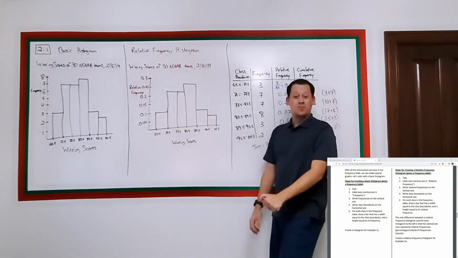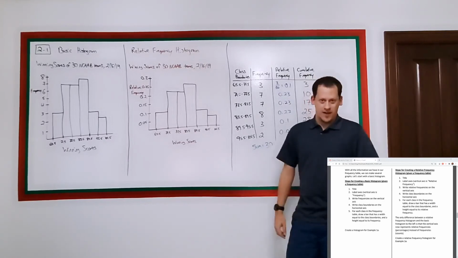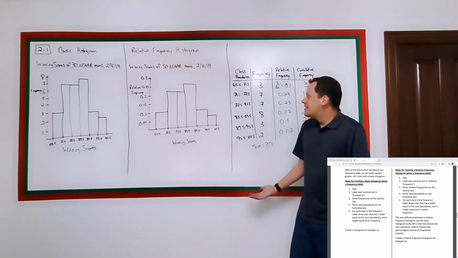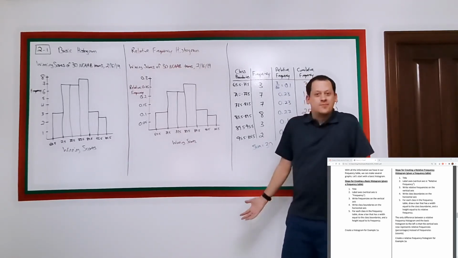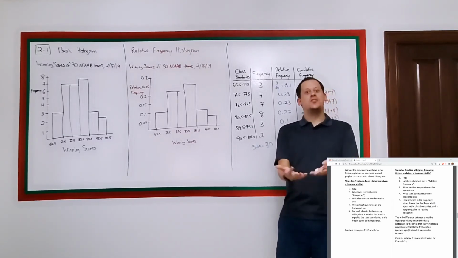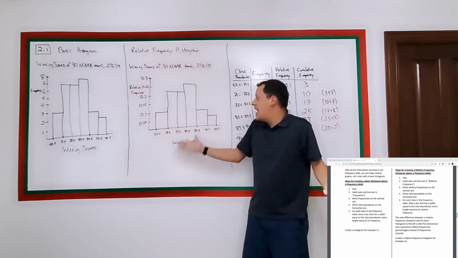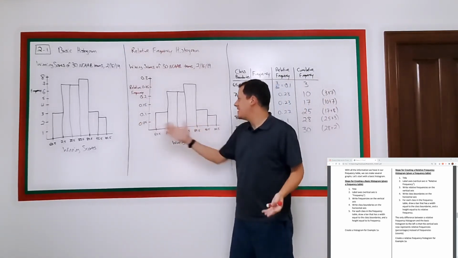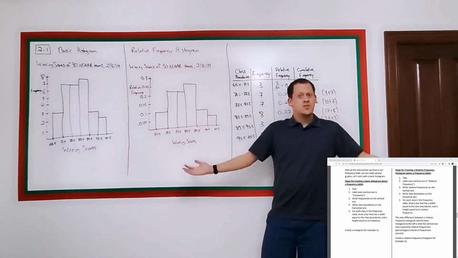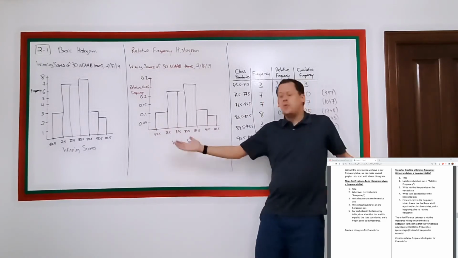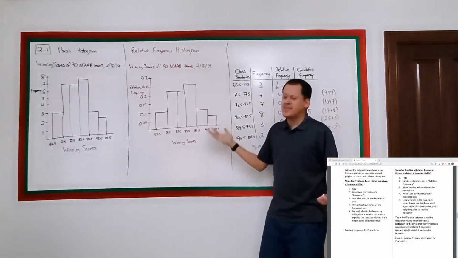We now have two completed graphs, and what do you notice about them? They look exactly the same. If I asked you to describe the general shape of what these look like, you would have to say the same thing, because they look exactly the same. So what's the point? Why do we have two different graphs if they look exactly the same?